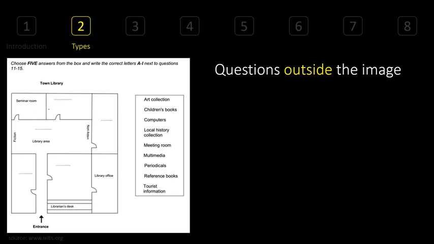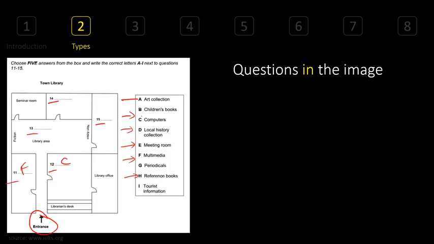Now we have taken the same image. What if 11 is here, 12 is here, 13 is here, 14 is here, and we don't have all of this, and we have A, B, C, D, E here? Think about it: questions are outside, options are inside. Let's go back to the previous one to see the difference.